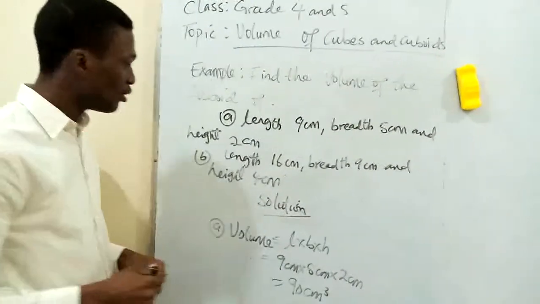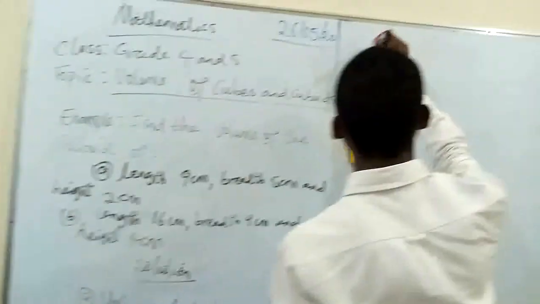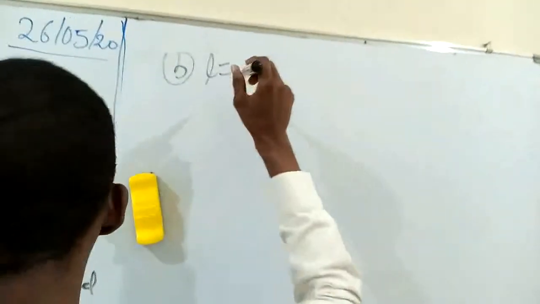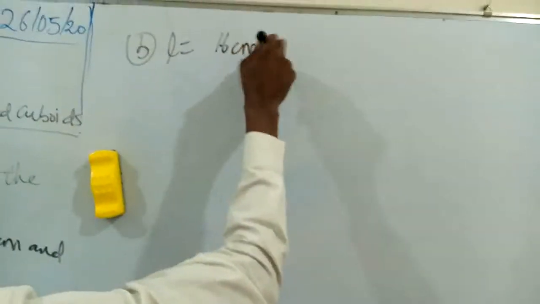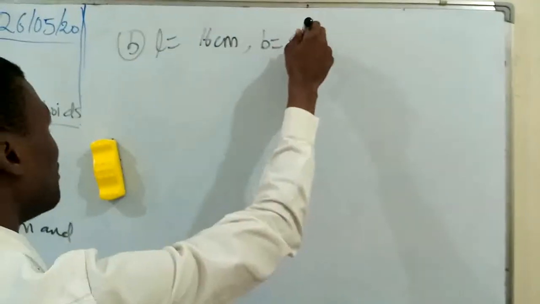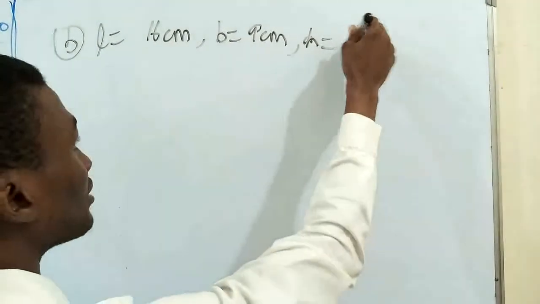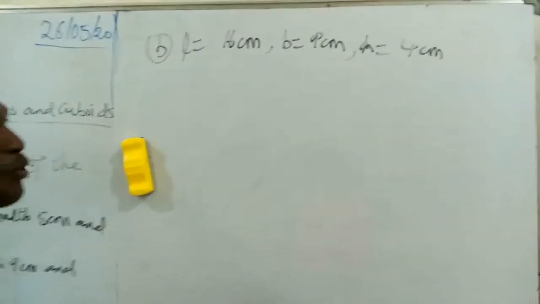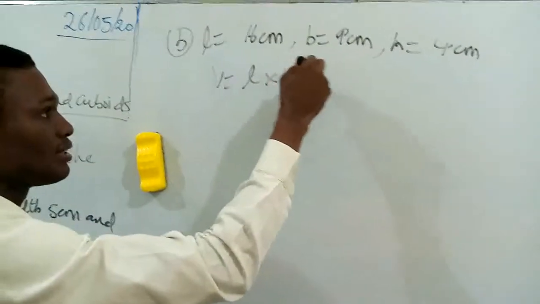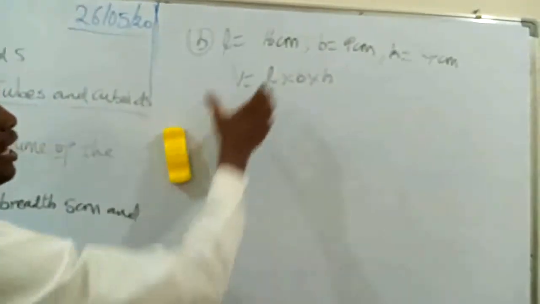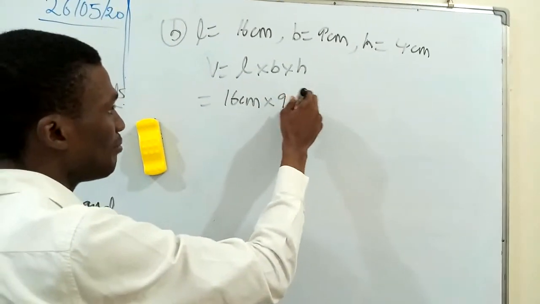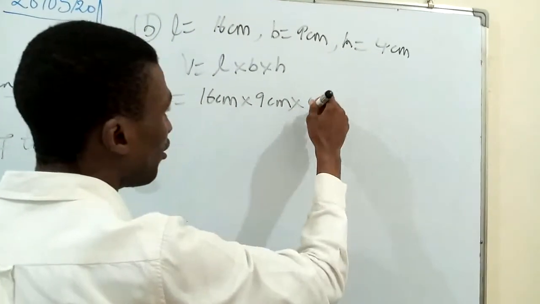So we now solve the second one. Calculate the volume of a cuboid of length 16 centimeters, breadth of 9 centimeters, and height of 4 centimeters. Same method, we apply our formula. Volume is given as length times breadth times height. And from our question, our length is 16 cm multiplied by our breadth of 9 cm and our height of 4 cm.